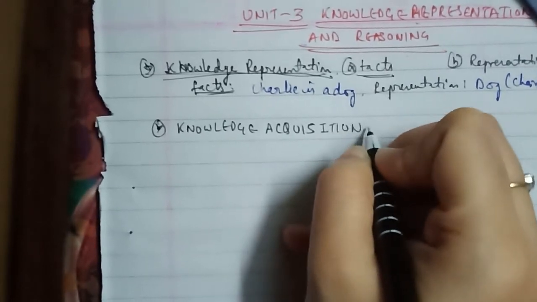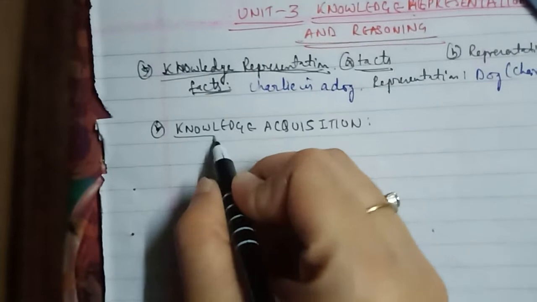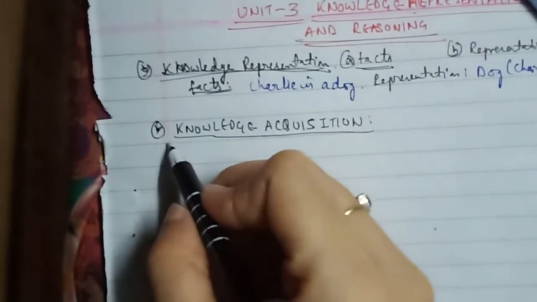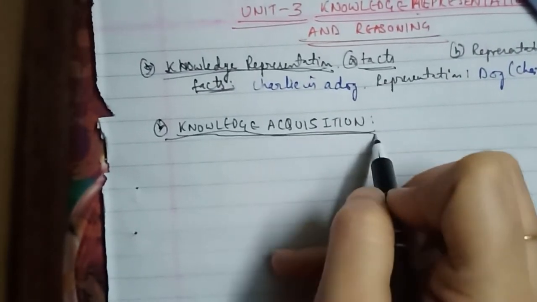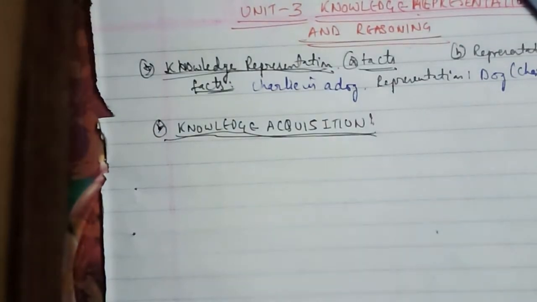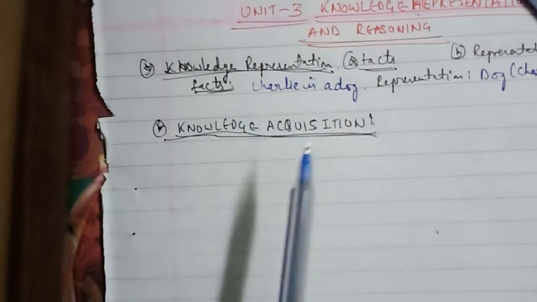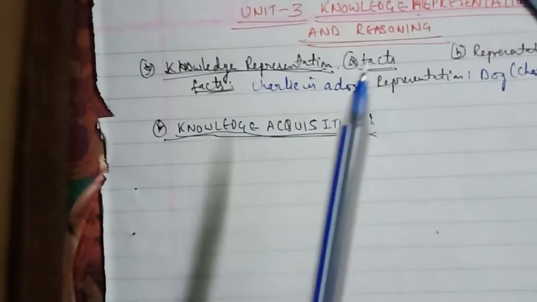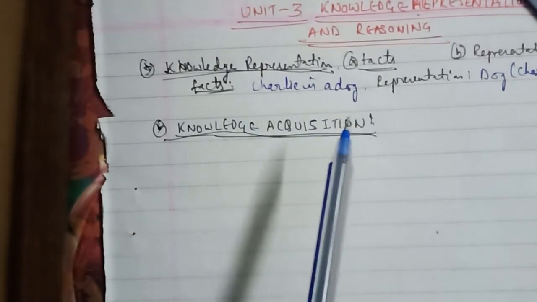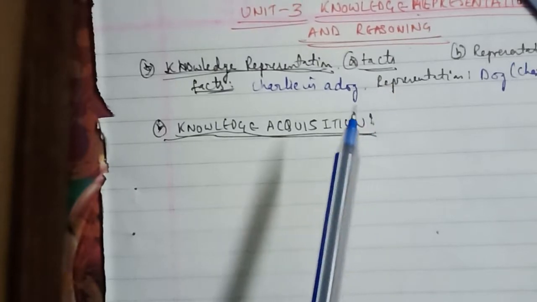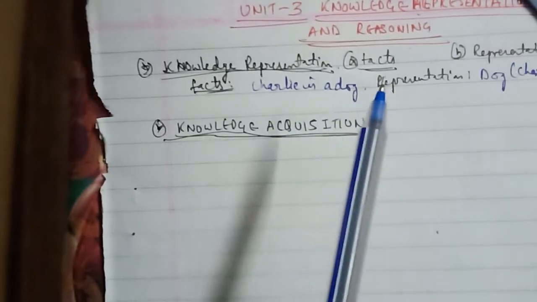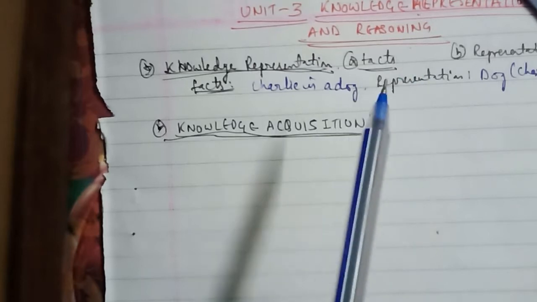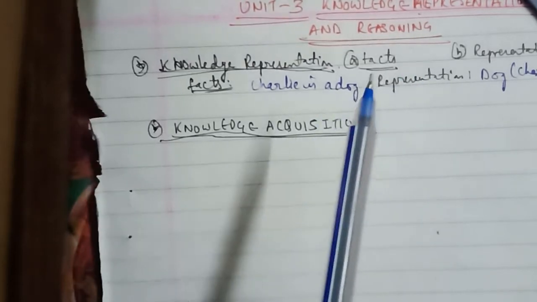Knowledge acquisition. Knowledge acquisition is the process of acquiring knowledge from the human expert for an expert system, which must be carefully organized into if-then rules or some other form of knowledge representation.